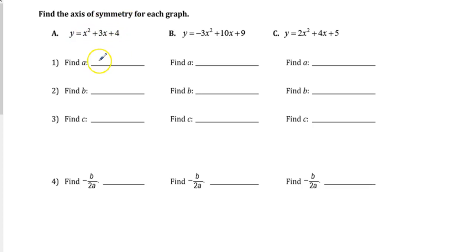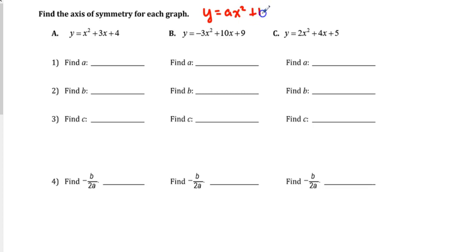Now, it turns out there is a formula. We can find the axis of symmetry by finding the negative, or the opposite, the way I'm going to say it this time, the opposite of b divided by 2a. Well, what are this b and a? Well, the a is the number in front of the x squared. So let's write that out. a is the coefficient of x squared.